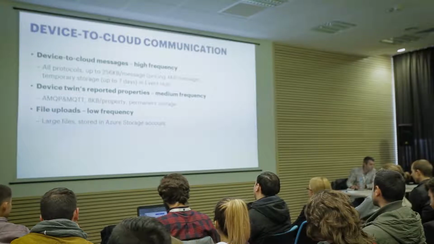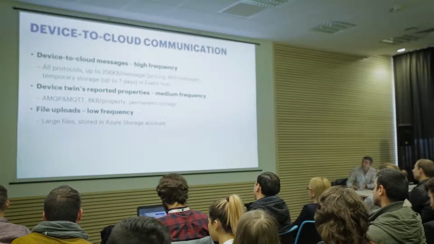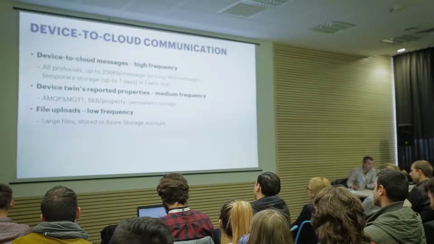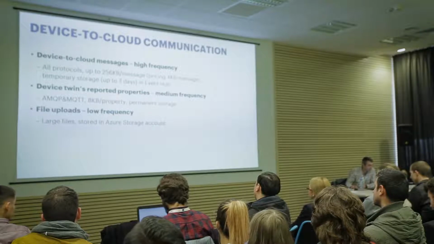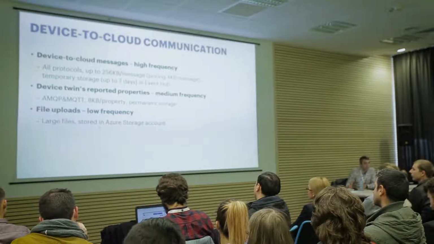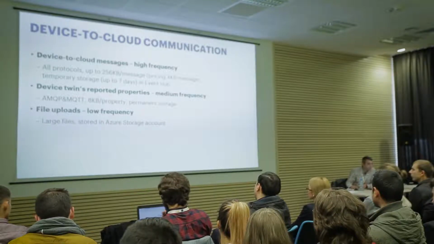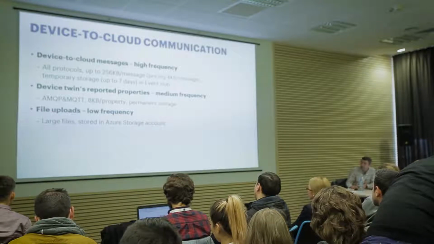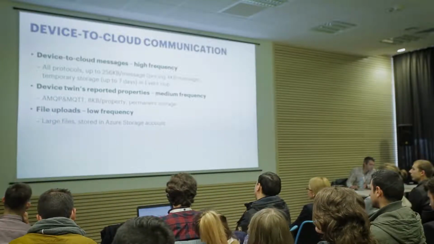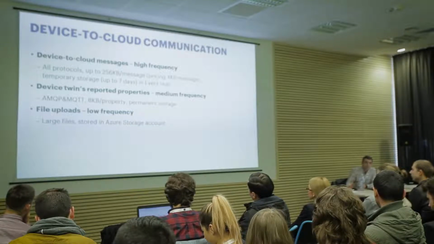So there are other options to send messages from device to cloud. Device twins reported properties. In the next slide I will talk about device twins and what they are, but here we can update the twin's reported properties from the device. These are recommended for medium frequency. And file uploads are recommended for low frequency. Basically, these are used for large files. Maybe the device captures images, which cannot be used with the first two. Actually, the twin property has a very low limit, only 8 kilobytes per property, so it's even more restrictive. So in those cases, we can have file uploads from the device, and those are stored in the Azure storage account that also needs to be provisioned.